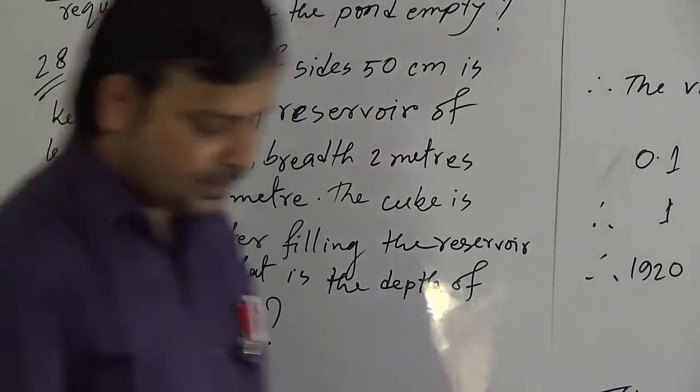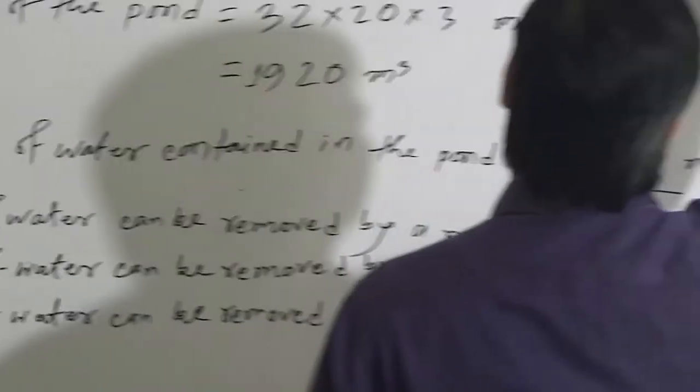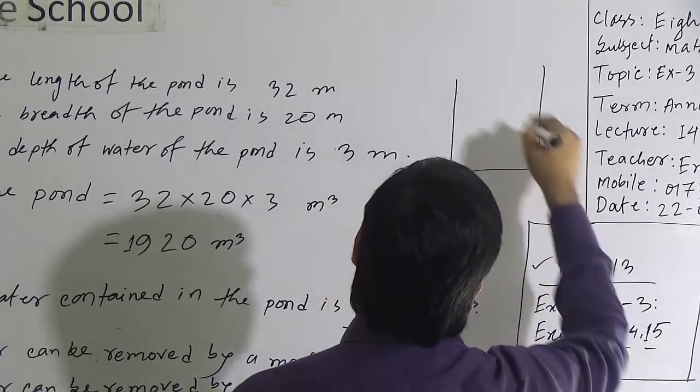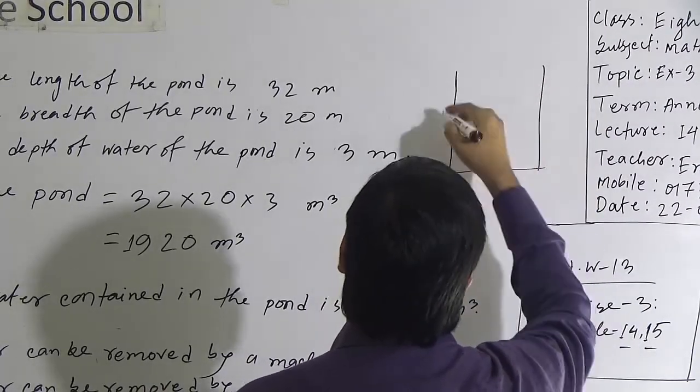Dear students, it means that suppose here is an empty reservoir. Suppose this is an empty reservoir. Its length is 3 meter.